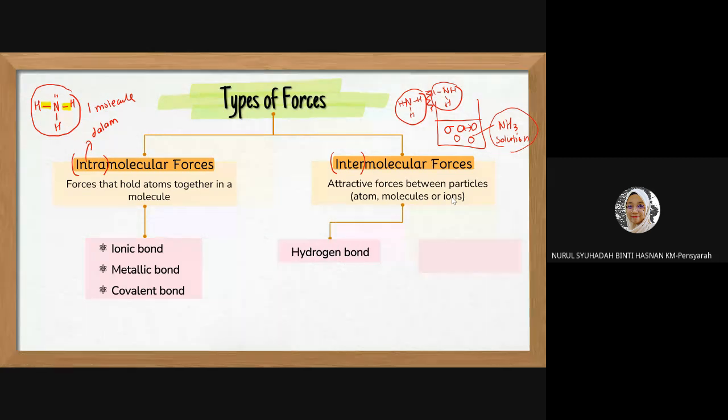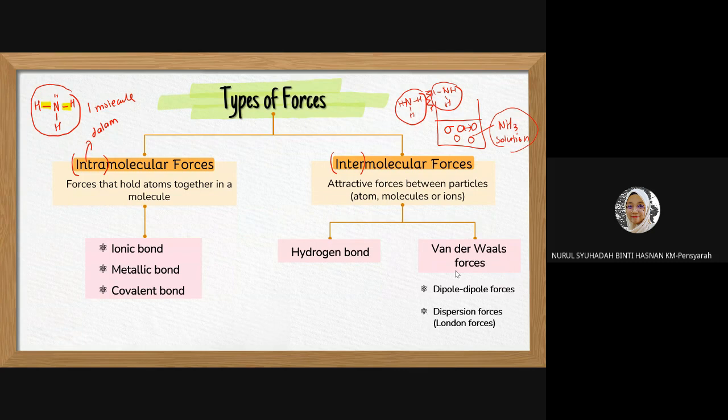Okay, jadi for the intermolecular forces, kita ada dua jenis. The first one, we have hydrogen bond. And the second one, we have van der Waals forces. Okay, so untuk van der Waals forces, nanti kita akan pecahkan lagi kepada dipole forces. And then the dispersion forces, which also called as London forces.